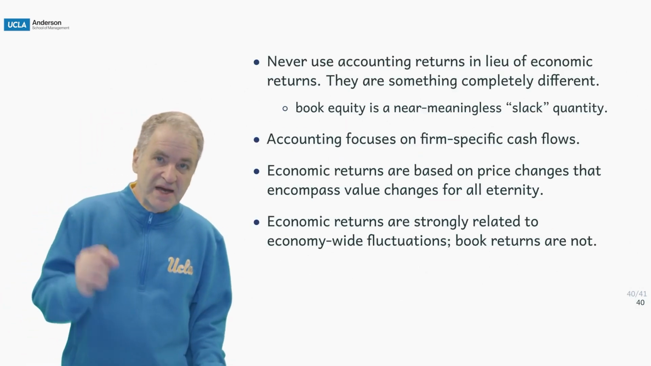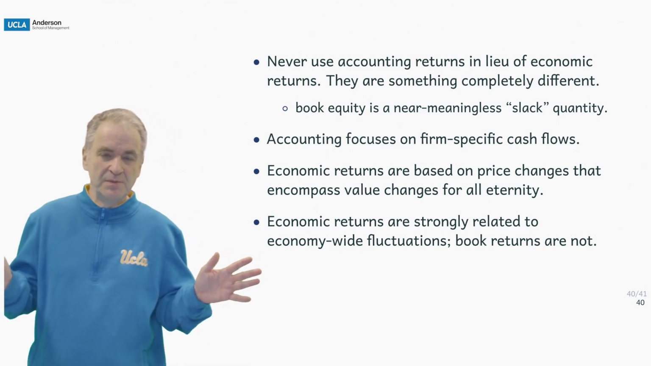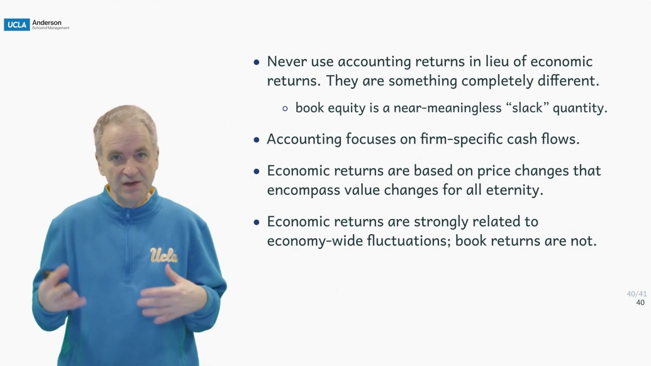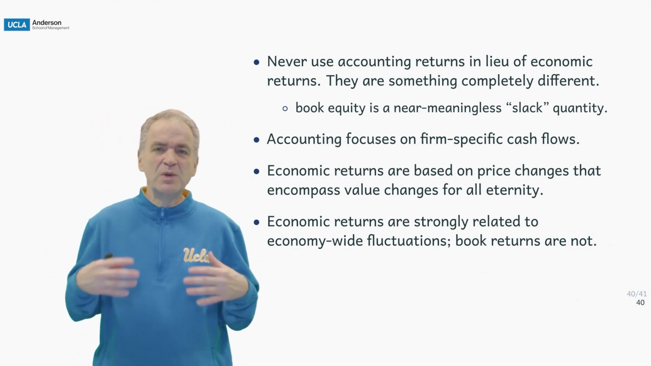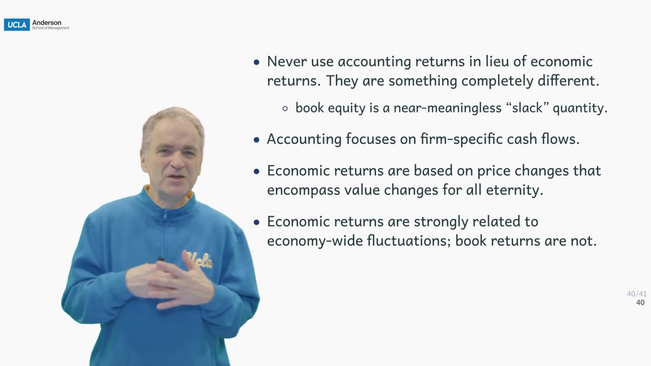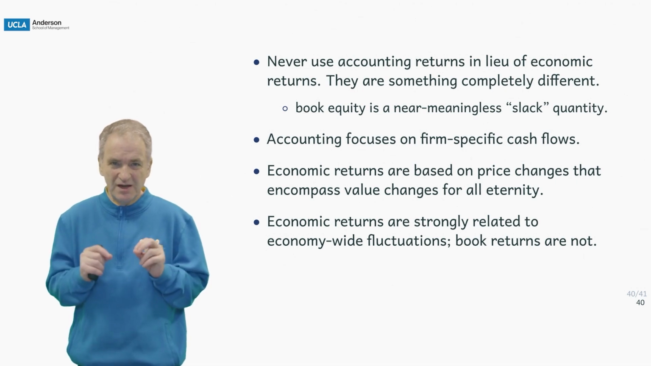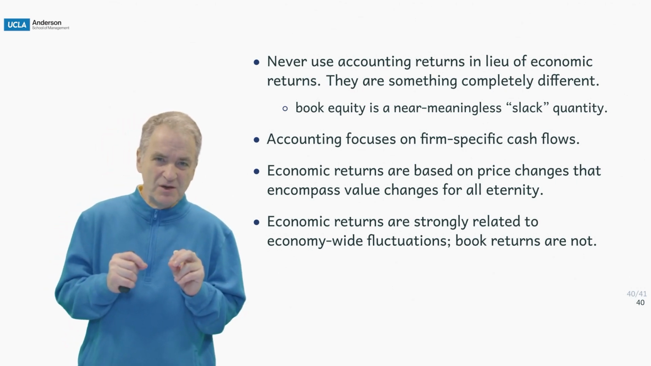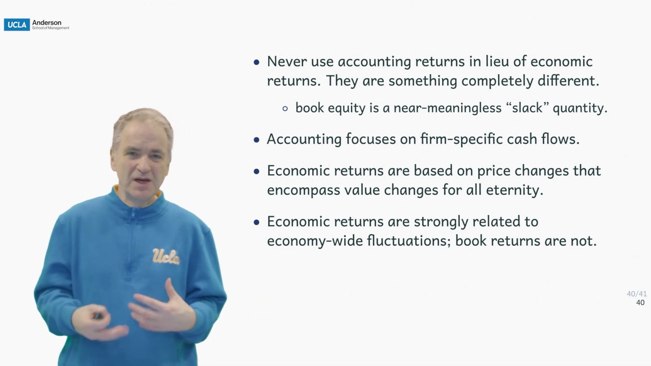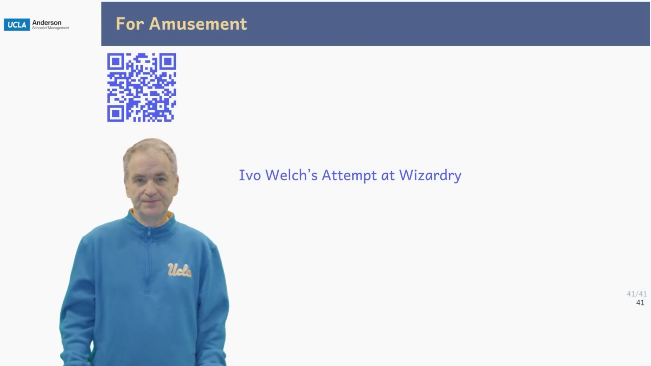Never ever use accounting returns in lieu of economic returns. These are completely different numbers. It turns out that book equity from which these accounting returns are calculated are near meaningless. We're going to go over this later on in this course, but for the time being, don't ever use this. Accounting focuses on firm-specific cash flows. A lot of what happens in the economy is economy-wide, and the accounting numbers really don't take that into account. Stock returns take that into account, not accounting returns.